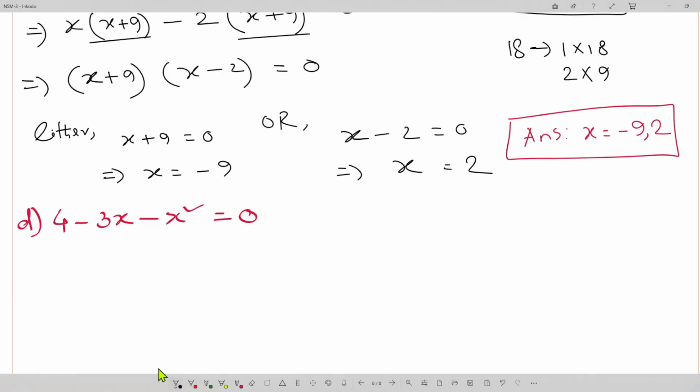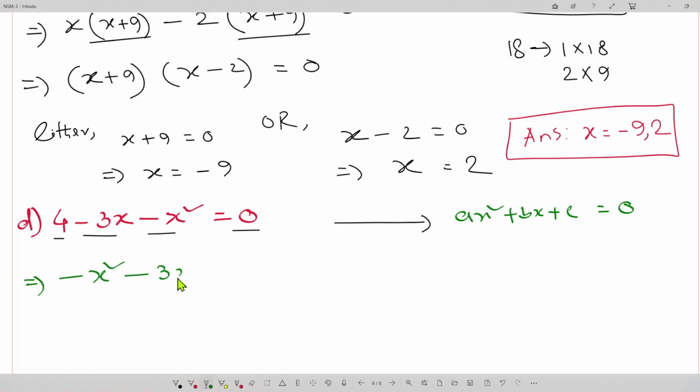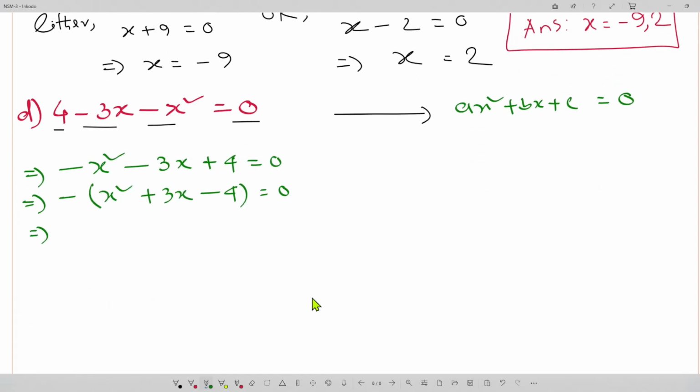Number D, 4 − 3x − x² = 0. This one also we will try to make like ax² + bx + c = 0. So in this case we can write −x² − 3x + 4 = 0. We can take common minus, so here is x² + 3x − 4 = 0. So now we will multiply both sides by −1, so we will get x² + 3x − 4 = 0.